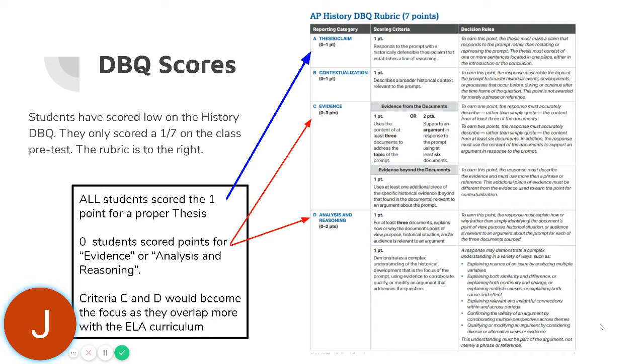When I gave a practice one to my students, 25 out of 25 got the thesis and the claim, which is great. I would expect all of them to get it. If half of them weren't able to write a thesis, I'd be in real trouble. But none of them scored any other points. I wasn't too worried about criteria B, which is contextualization. That's very specific to the history class, and that one's not so hard to get. But the evidence and the analysis was going to require a lot of work.